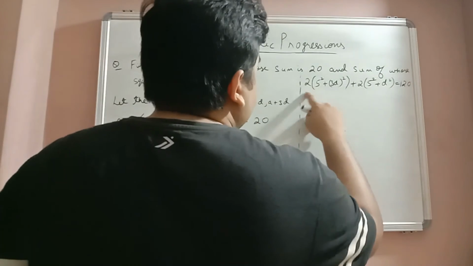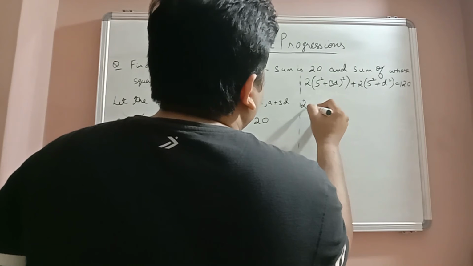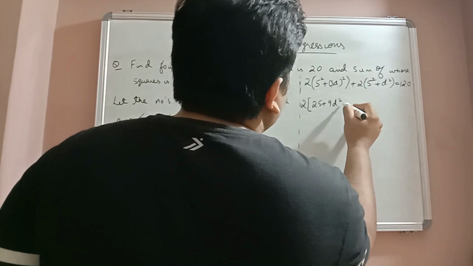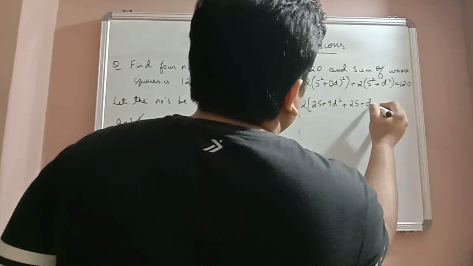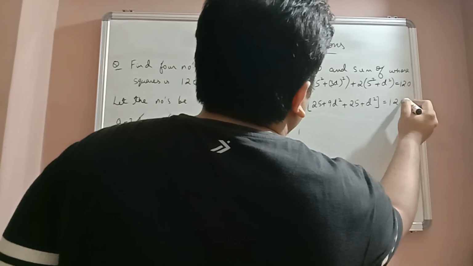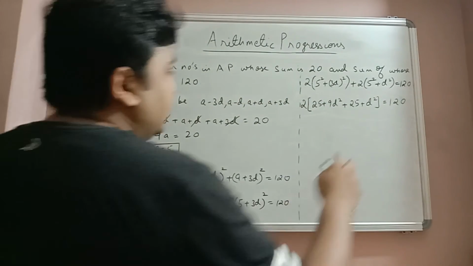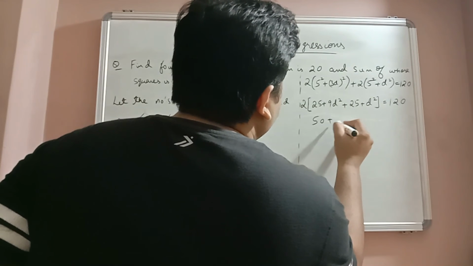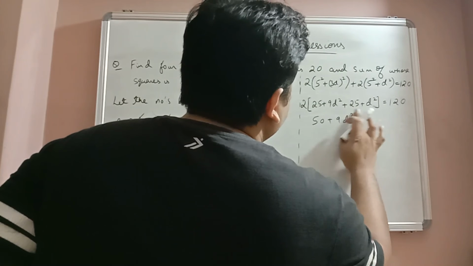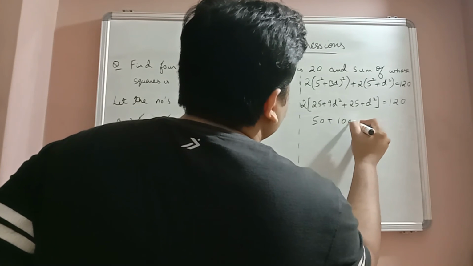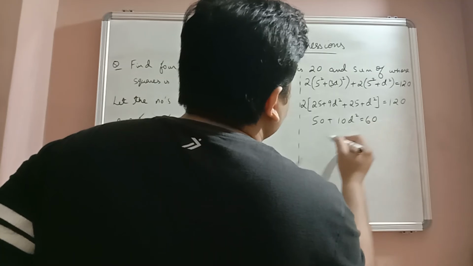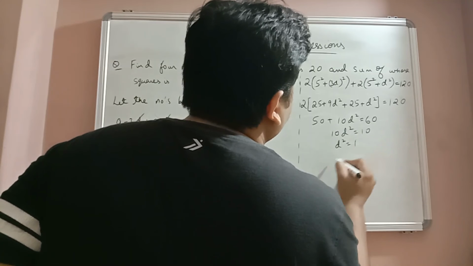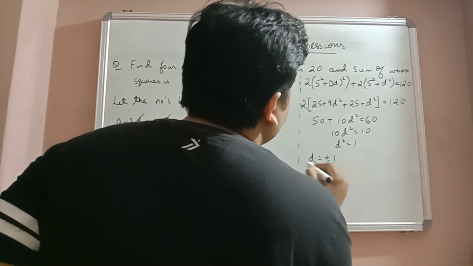Now on further solving, let's take 2 common. So we are left with 25 plus 9d square plus 25 plus d square equals 60. So we'll get 50 plus 10d square on adding, equals 60. Or we get 10d square equals 10, or d square equal to 1. So we got the value of d as plus minus 1.